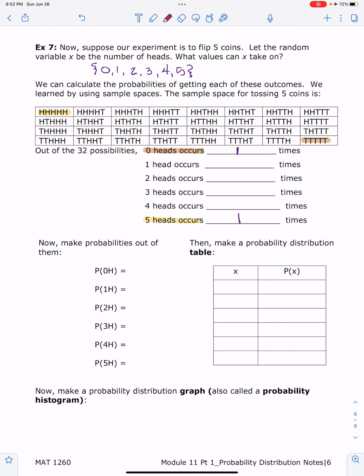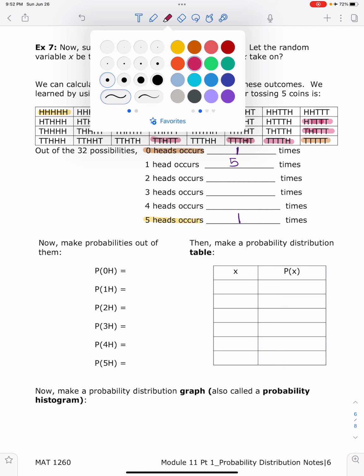So let's talk about how to get 1 head. There's a head in the first spot. There's a head in the second spot. Here's our head in the third spot. Fourth spot. Fifth spot. If we're only getting 1 head, then we are just looking at hitting the 5 places that can happen.